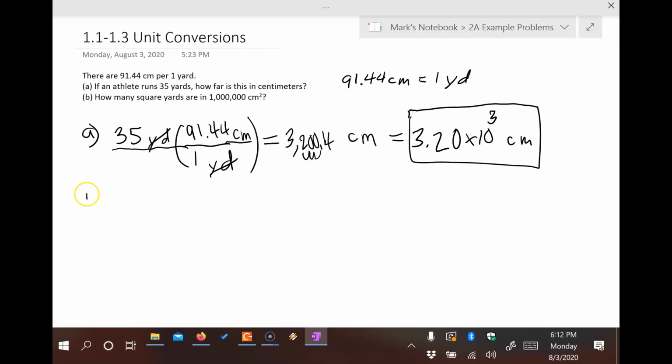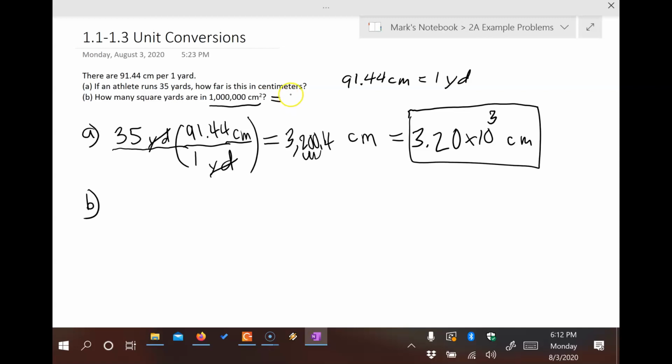Let's look at part B. How many square yards are in 1 million centimeters squared? What's a square yard? Well, yard squared, just like centimeters squared, it is an area, right? So what I want to do here is, again, write down the number we're trying to convert. Remember that this number here, if I want to use a shorter notation, is 10 with 6 zeros, right?